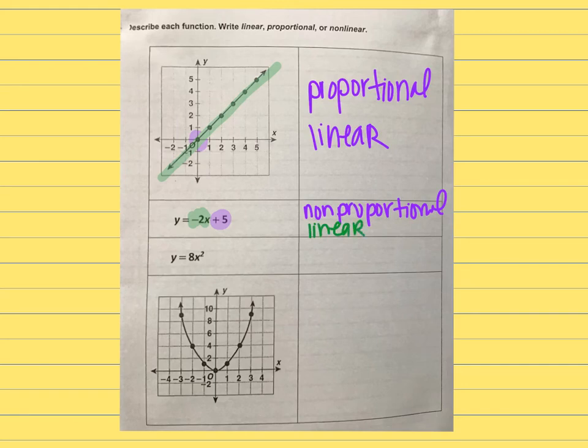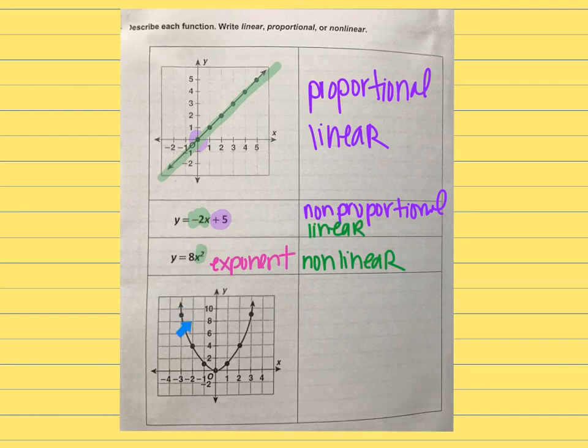The next one we're going to look at, it says y equals 8x squared. Right away, I know this is not linear because the x has an exponent with it. That's going to tell me right away. Because of that exponent right there, that's all I need to look at. And so I would just put nonlinear. And then I don't even need to worry about if it's proportional or not because it doesn't even make a straight line. The thing that I'm concerned with is that there's an exponent.